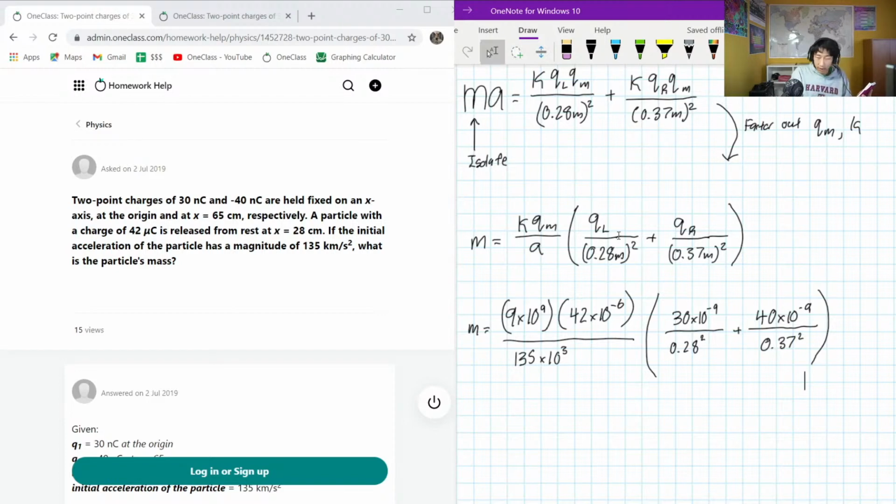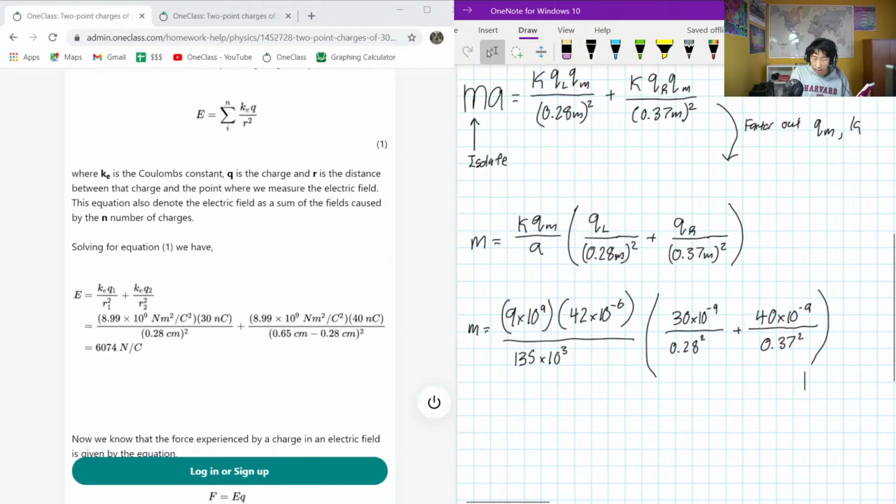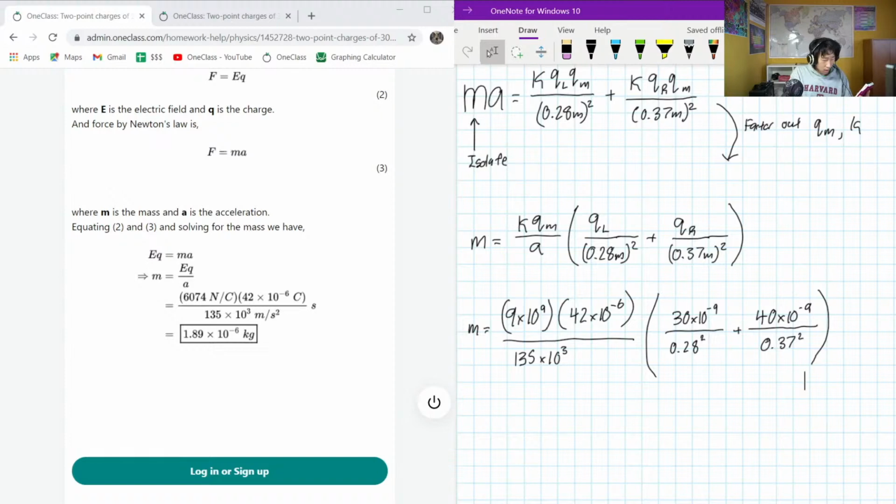and my result for this calculation is in the microgram scale. Yeah, exactly. So my mass here is calculated to be pretty much the same value. So I got 1.8894954 times 10 to the negative 6 kilograms.